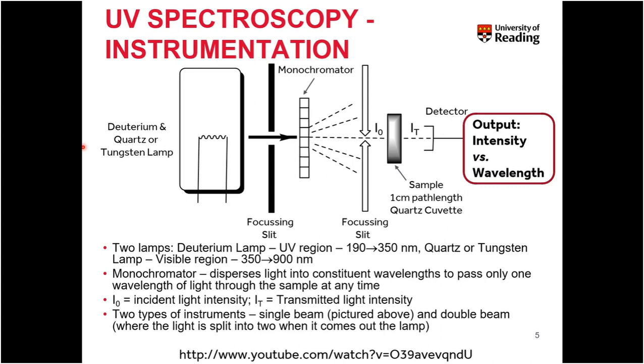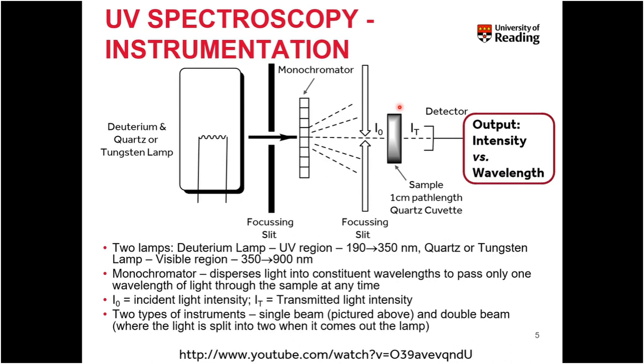Now there are two types of instruments. We have a single beam instrument, which is what this diagram is showing. So we have a single beam of light that passes through the spectrophotometer, through the sample to the detector. Now the downside of this instrument is that we have to first blank our instrument, so put in a cuvette that contains our solvent, so it could be water or an organic solvent, into the machine and measure the absorbance of that before we measure the absorbance of a solution containing our sample.